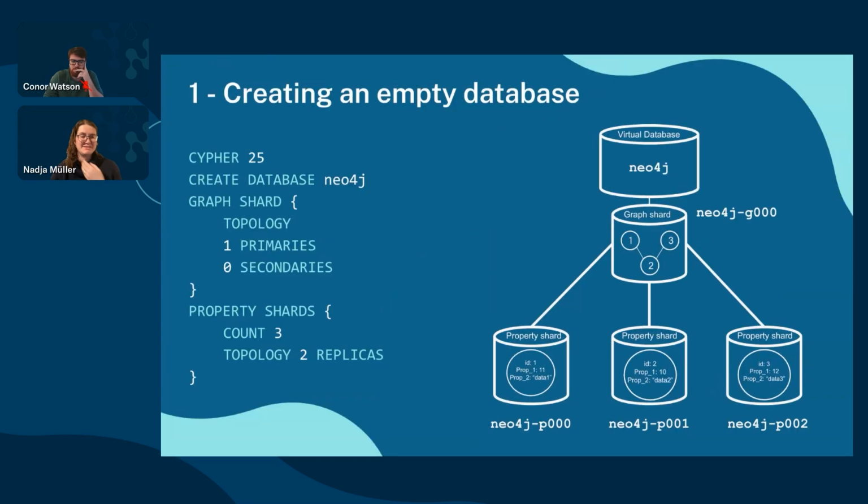The first one is creating an empty database. So if you want to create an empty database, depending on if you want to run it on a cluster or just test it on a single machine, you want to do that first. And then you can run this Cypher query that you can see here. It's in Cypher 25 only, and it has two clauses that are added to the normal create database syntax. There's the graph shard clause, which lets you set the topology of the graph shard, which is primaries and secondaries. And then you also have a property shard clause, which lets you set the number of properties and the topology of the property shards.